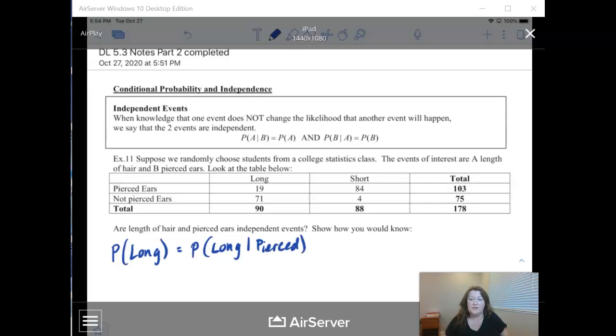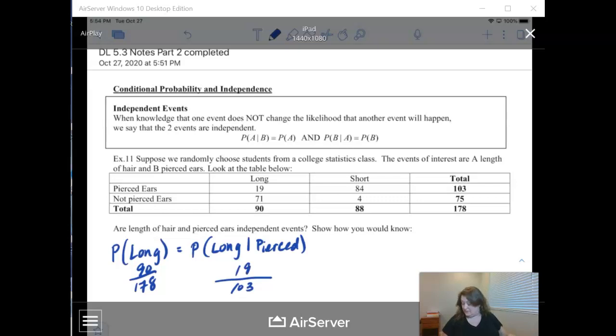I tend to pick out the ones that are the yeses when I do these. So I could have just as easily said, is the probability of pierced equal to the probability of pierced given long hair? All right, so the probability of long hair, that is the total, so that is 90 over 178. And then over here, it's a given that, so I've got to find out where my totals are for pierced, that is 103. And of those, which ones are long?